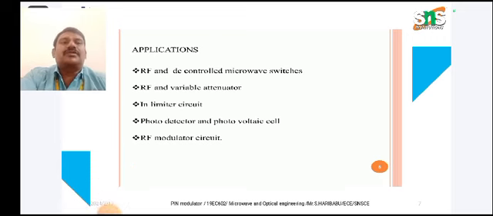RF and variable attenuators. What is an attenuator? It is a reduction of power. The power is reduced not by the resistance, but just by the attenuation factor. In these applications we are seeing the attenuation, which is for microwave components only.